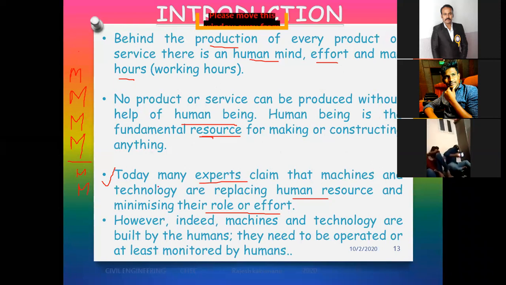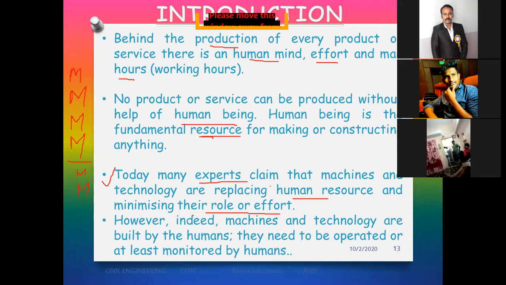So then we have to accept this point, that is claiming that in the human resource place, even if they are doing the activity, that is 100% correct. But however, indeed machines and technology are built by humans.